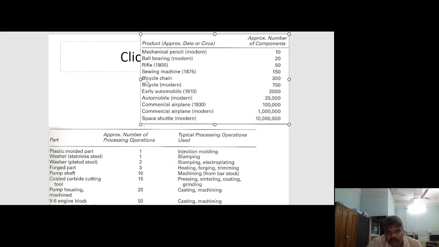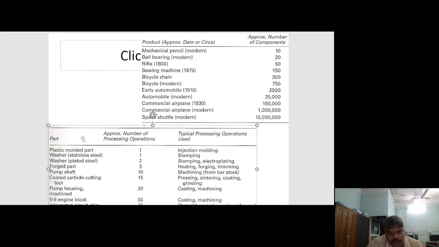This is some figure. Number of components per product: mechanical pencil 10, ball bearing 20, rifle 50, sewing machine 150, bicycle chain 300, bicycle modern 750, early automobile 2,000, automobile 20,000, commercial airplane 1 lakh, modern commercial airplane 10 lakh, modern space shuttle 1 crore.